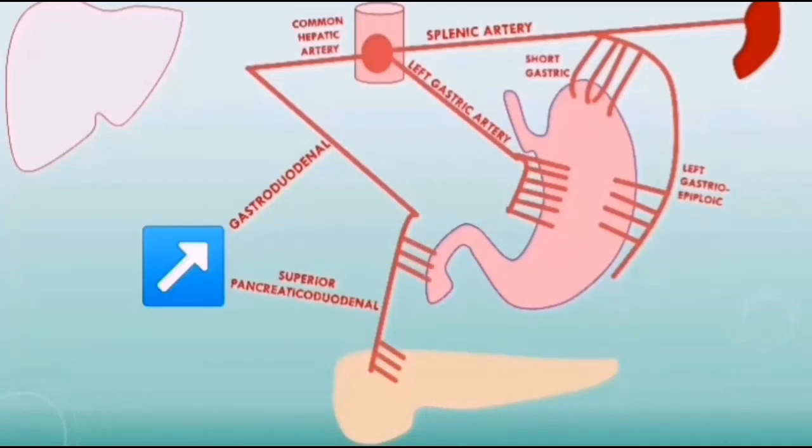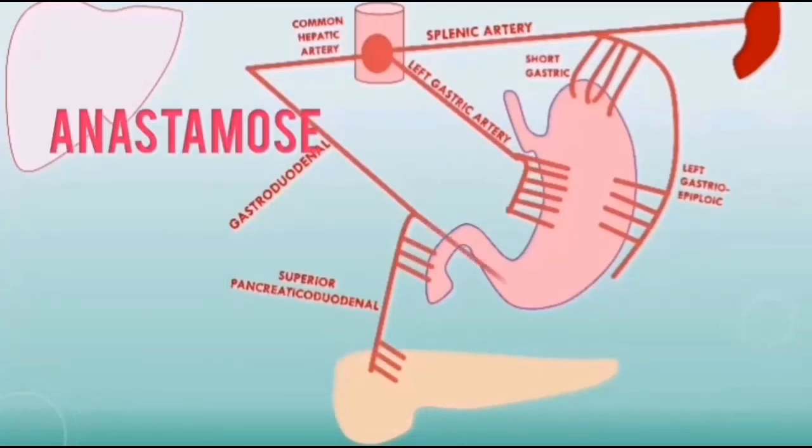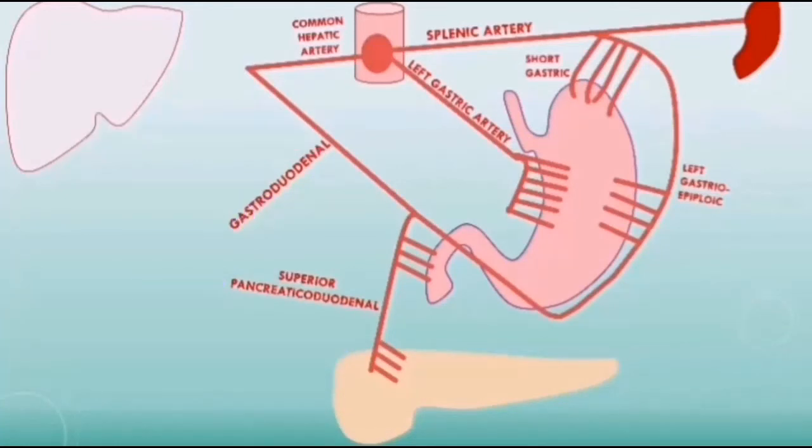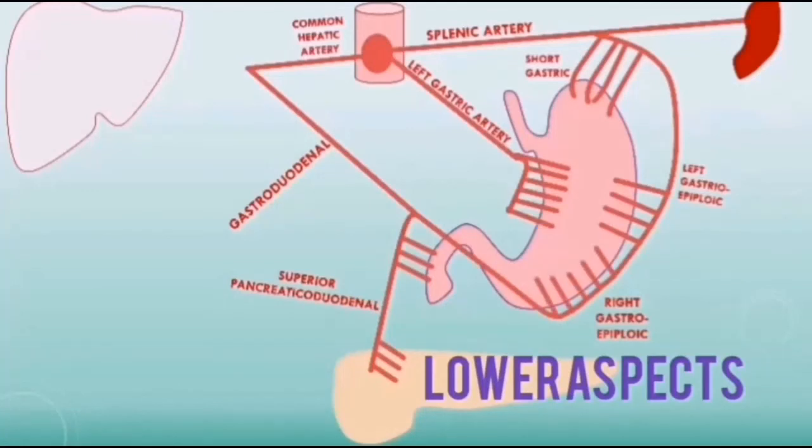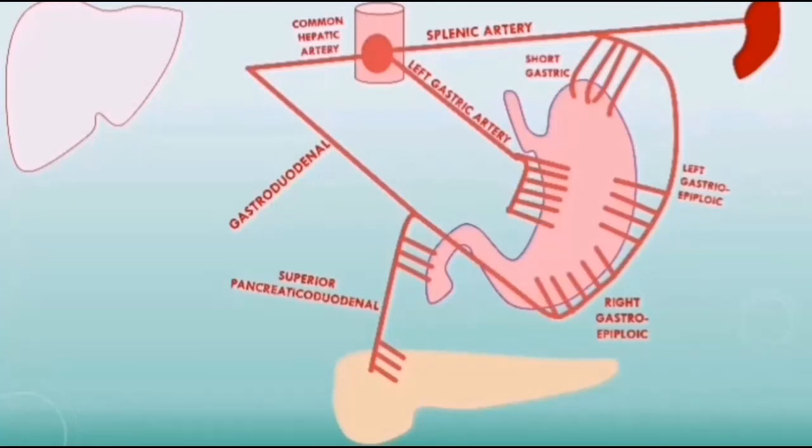The gastroduodenal artery will have another branch. This branch will anastomose with the left gastroepiploic artery. This artery is called the right gastroepiploic artery, and it will supply blood to the lower aspects of the greater curvature of the stomach. The common hepatic artery will now be called the proper hepatic artery.